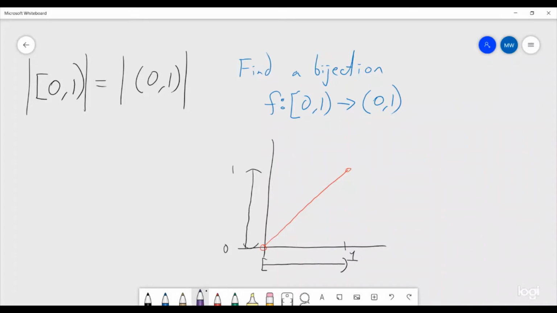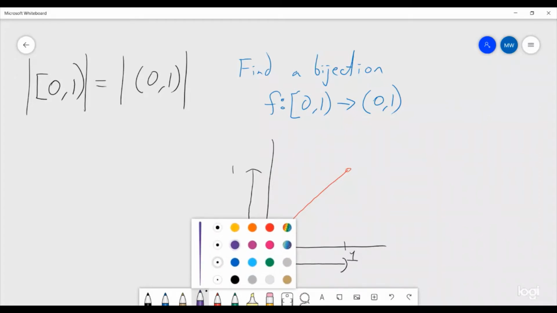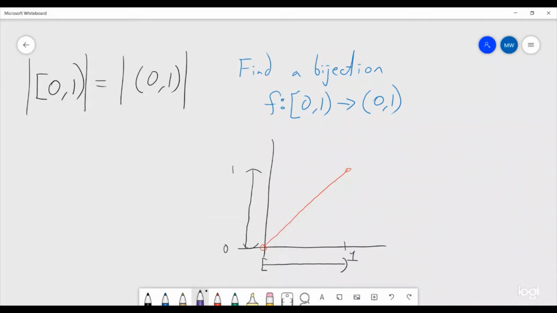The problem with that is we have to deal with where is 0 going to go. We can't send 0 to 0 because 0 is not in our codomain. So we can't just send 0 to itself. That would cause a problem. But then if we send 0 to anything else, that's also going to cause a problem because it's going to just go to something that is already hit. So it would not be injective. Because it's currently surjective, it's just not injective.